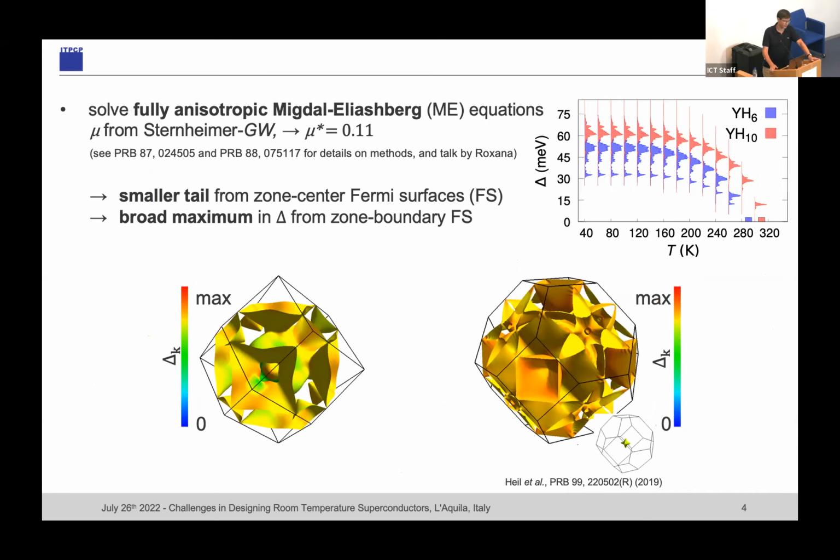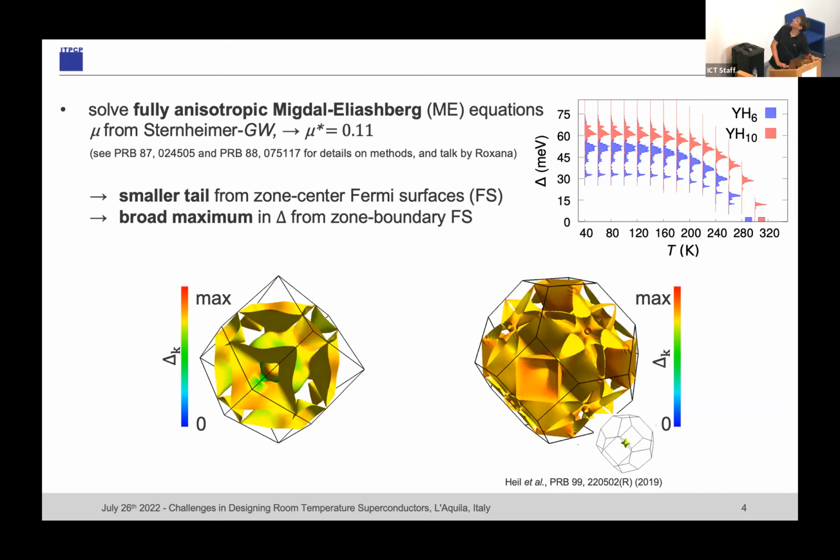So here I'm showing you some calculations done with the fully anisotropic Migdal-Eliashberg theory that Roxana will introduce and explain on Thursday, so I don't need to do that now. I just want to say that we get the screened Coulomb interaction from GW calculations, and then use the Morel-Anderson pseudopotential formula to get to this mu star. So in a sense, one could argue, is this fully ab initio? It's not, but that's what we do.